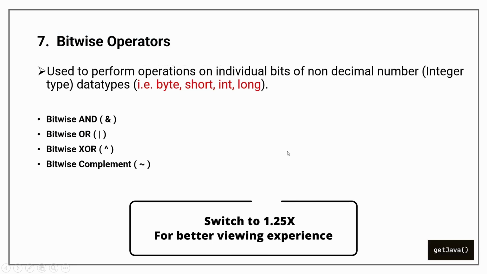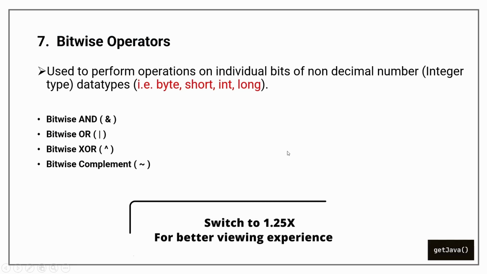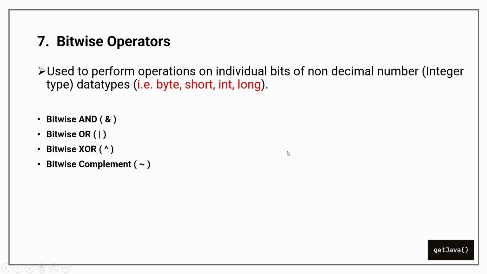In today's video, we will have a look at bitwise operator. We have already seen what are bits. It is the smallest storage unit which can store data. Usually we store 1 or 0 inside a bit. If we want to perform operation on these bits, we can go for bitwise operator.